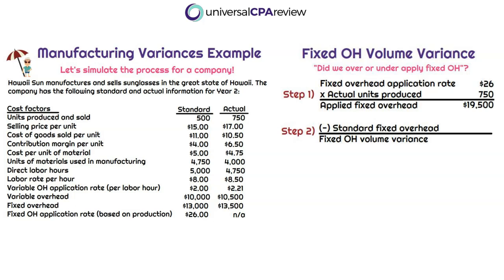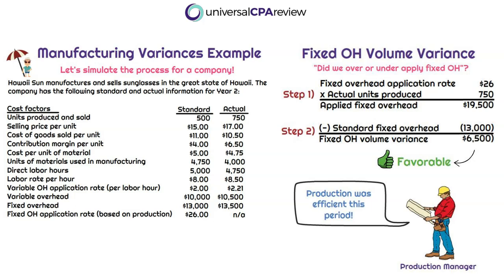And that's the actual, right? Now the standard or fixed overhead was 13,000. So our actual applied fixed overhead is $6,500 higher. So now with this result, you're thinking, okay, applied fixed overhead is greater than standard fixed overhead. It must be unfavorable. But the opposite is true. We're just saying that based on actual units produced, the applied fixed overhead is higher than what the standard or budgeted amount was. And that's because volume was higher. So we actually were more efficient this period than we had planned. So this results in a favorable variance. So this one is tricky, but keep that in mind.